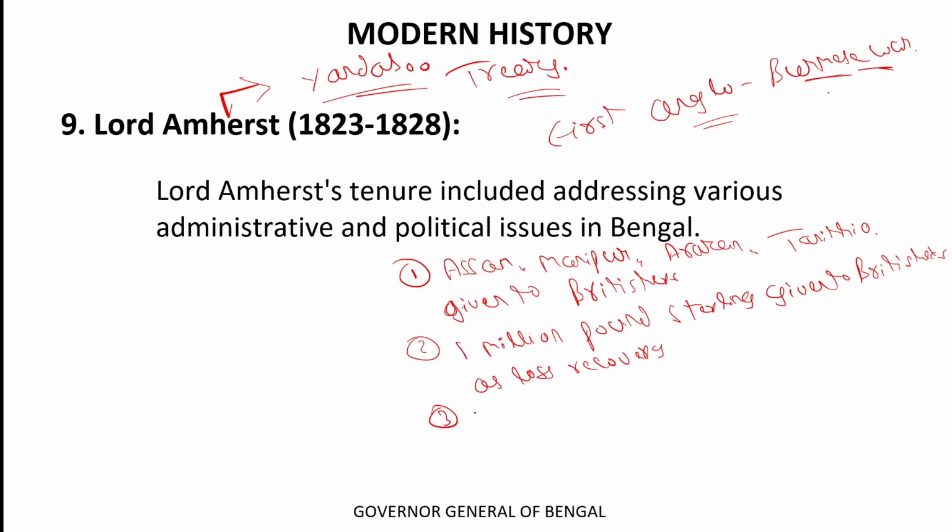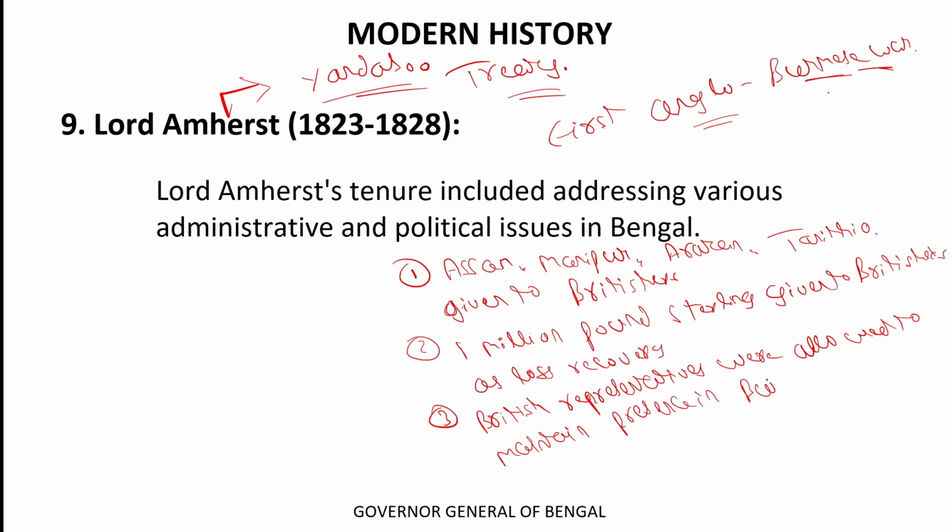Third point was that the British were allowed to maintain presence in the Burmese Kingdom. Got it? So these were the terms and conditions of the Treaty of Yandabo.